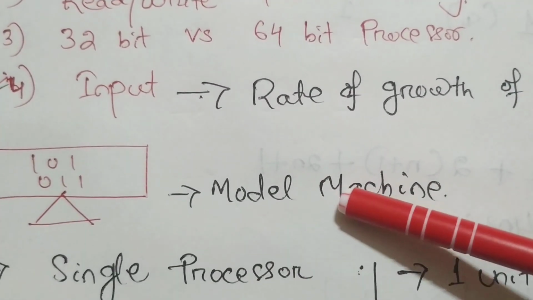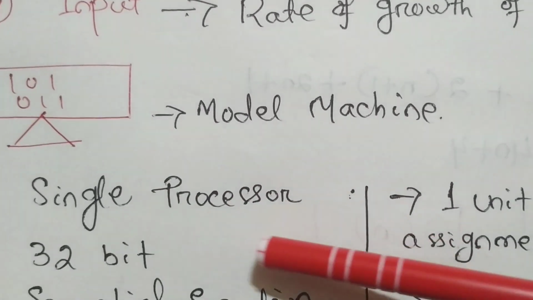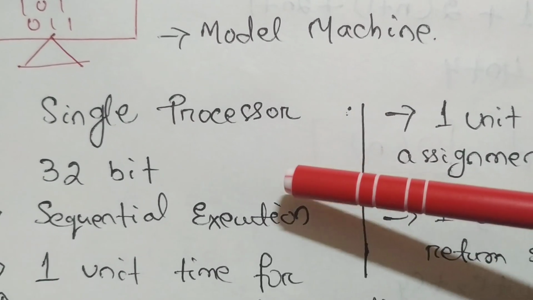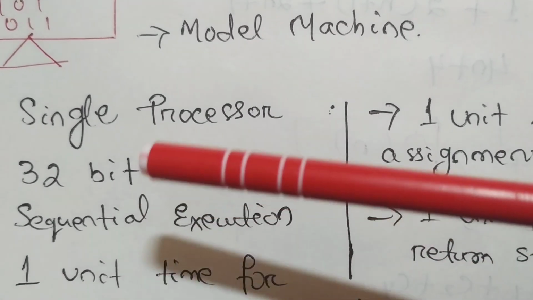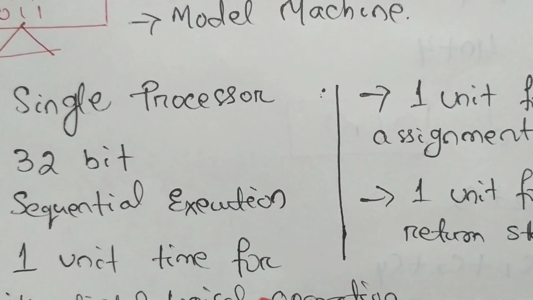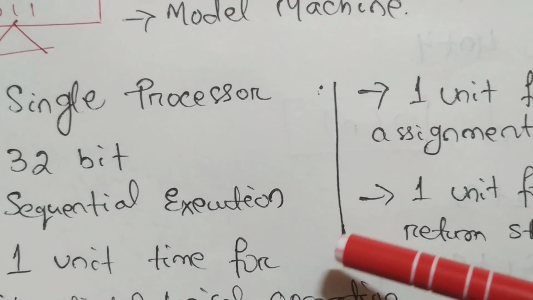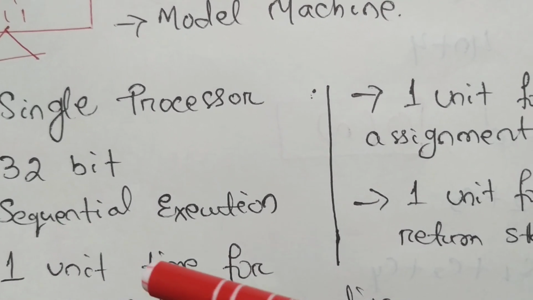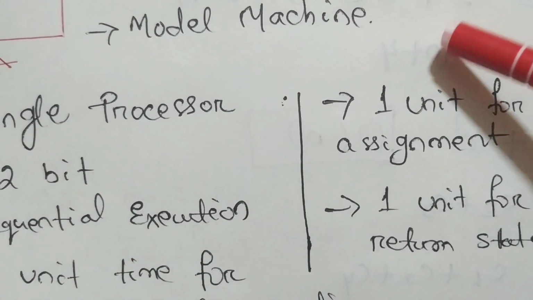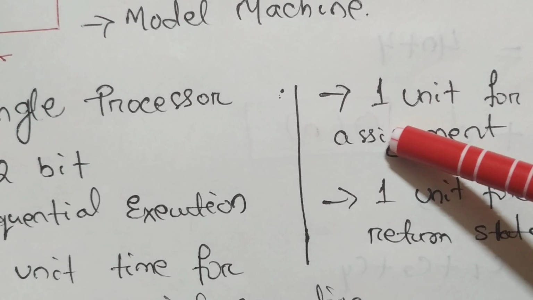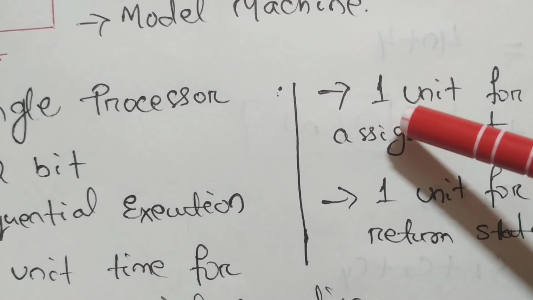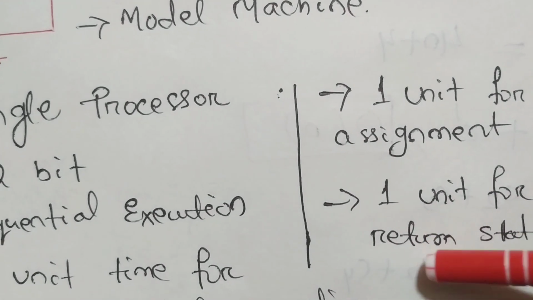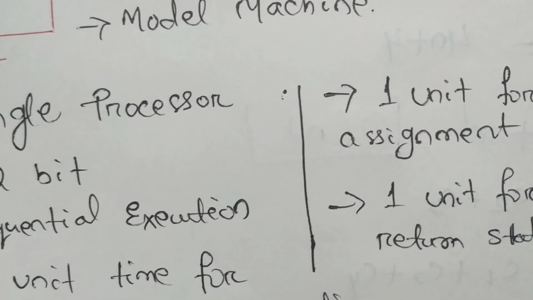So suppose this is a model machine and there are some conditions like single processor, 32-bit processor, sequential execution, and we have to remember one thing: 1 unit time for arithmetic or logical operation. Means when there is any arithmetic or logical operation in the algorithm, it will take 1 unit of time. Then also if we are assigning some value to a variable in an algorithm, it will also take 1 unit of time for execution. And also when there is any return statement in the algorithm, then also it takes 1 unit of time.